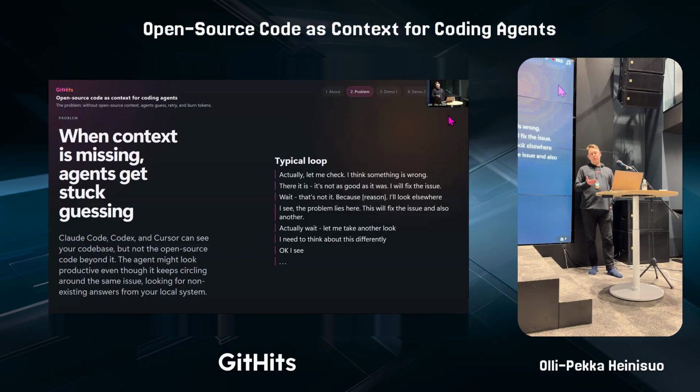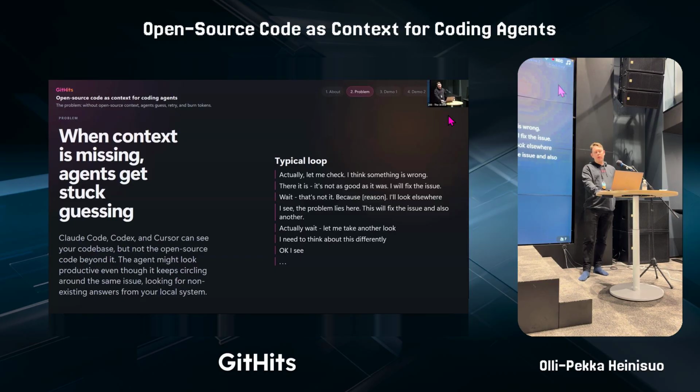Maybe some of you have seen this typical loop. The agent starts looping, bad looping, so it doesn't get forward, it doesn't solve the problem in front of it, because it doesn't see the code that it needs.